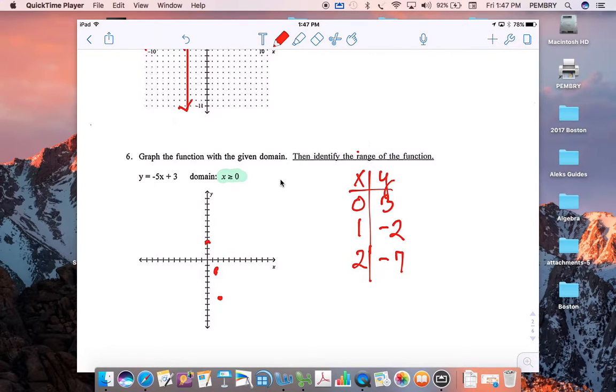And when we draw the line, we cannot draw it into the territory where x is less than 0. So we must put a dot here and stop. And so the range of this function, y, are all values where y is less than or equal to 3.